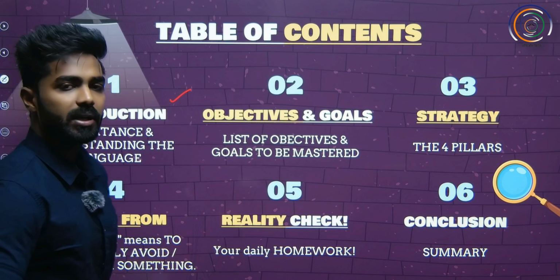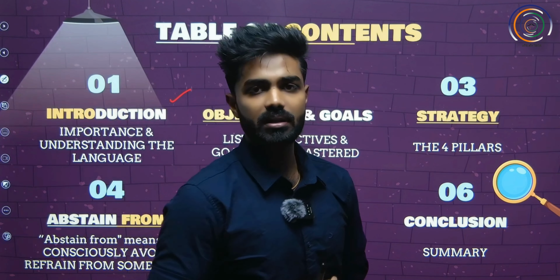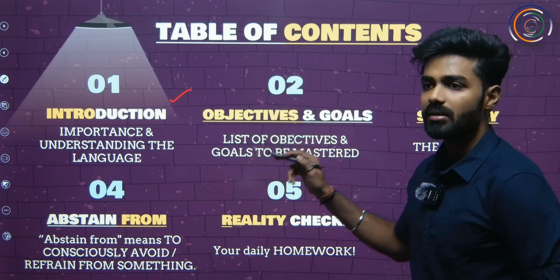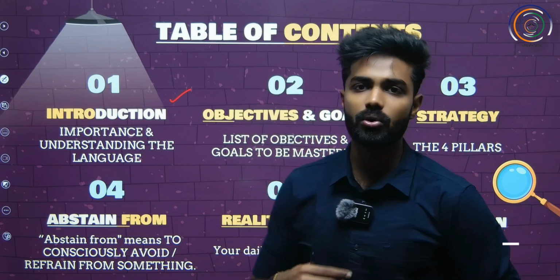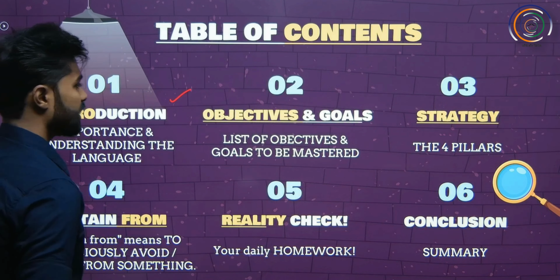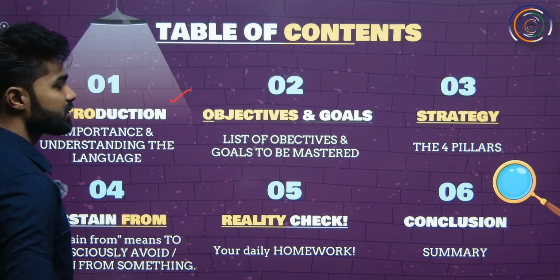In order to have an upper hand in English, in order to master the language or the subject like English, what should I do? What are the objectives and the goals I should set? And what are the objectives that I should have ticked? We'll be discussing that as well. List of objectives and goals to be mastered.